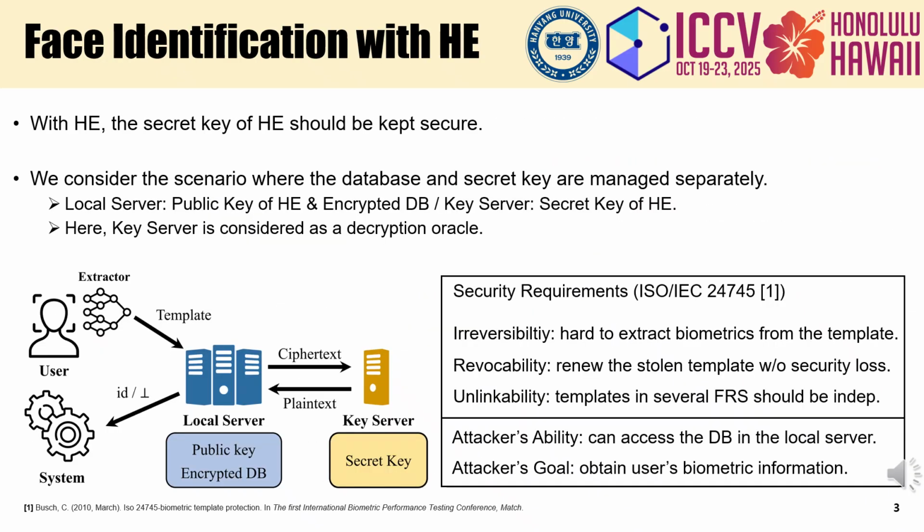When using homomorphic encryption, security depends on how we manage the encryption keys. So, in our setting, the system has two separate servers. A local server that stores encrypted templates and a key server that holds the secret key. This separation means that even if the local database is leaked, attackers can't recover any biometric information. The key server itself is assumed to be protected in a secure environment. For example, inside a trusted execution environment or a physically isolated module, which is realistic in large-scale face recognition systems.